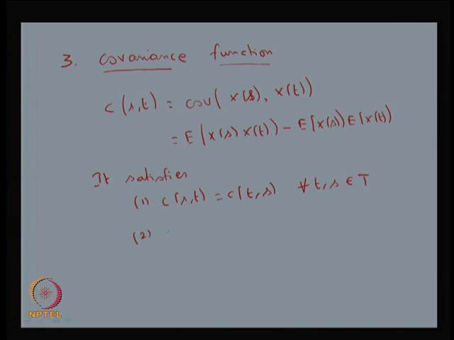The second property, using the Schwarz inequality, you can always say the upper bound is going to be C of s comma s and C of t comma t. This exists because the second order moments are finite. Therefore, C of s comma s is nothing but the variance of x of s, and C of t comma t is the variance of x of t, so this is the square root of the product of the variances, which is a finite quantity. Therefore, C of s comma t has the upper bound, the square root of the product of the variance of x of s and x of t.